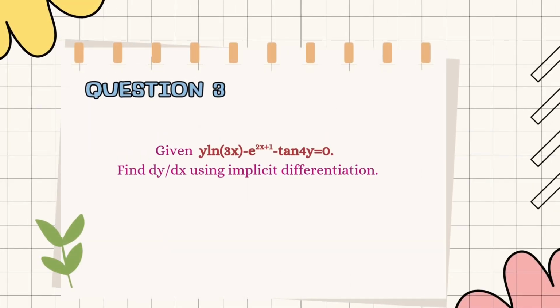For question 3, given y ln 3x minus e^(2x + 1) minus tan 4y equals 0, find dy/dx using implicit differentiation.